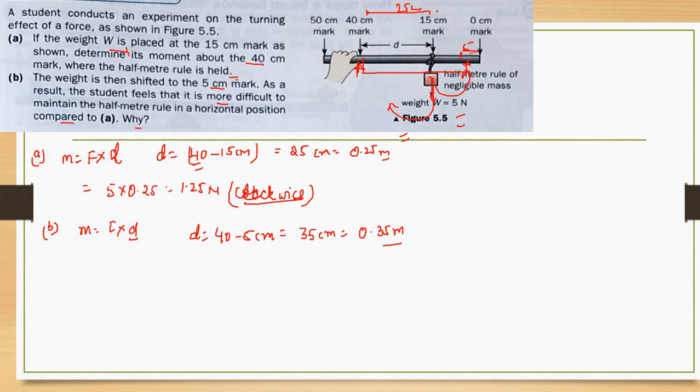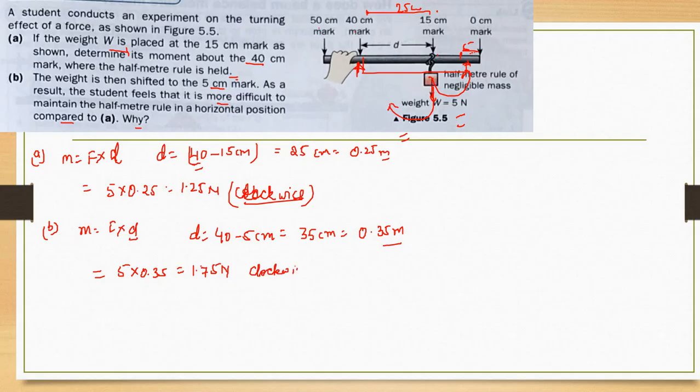Now if I have moved further away, the turning effect will be more, meaning now it will turn more than the previous. So what is the turning effect now? 5 Newton multiplied by 0.35. Let's solve it. If you solve this, you will get 1.75 Newton meter. What is the direction? Obviously you have not changed the direction, so it will again be clockwise.